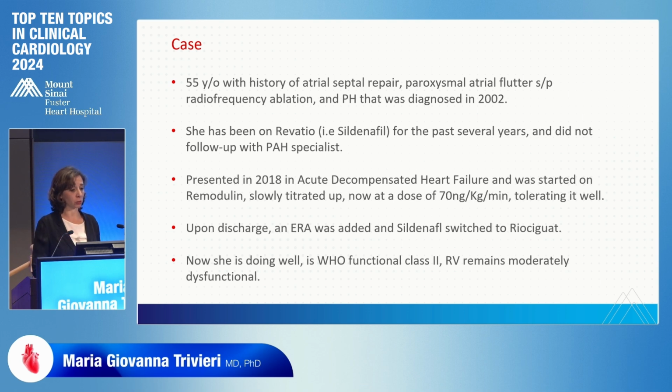So this patient was lost to follow-up and then presented in 2018 in acute decompensated heart failure. At that point, she was in a high-risk profile category. I started her on Remodulin and titrated up to 70 nanograms per kilo. Then I added on to do triple combination therapy, an endothelin receptor antagonist, and I switched her from sildenafil to riociguat, which is considered a much more powerful and stronger agent compared to sildenafil. With this change, the patient is now doing well, is functional class 2, but the RV remains moderately dysfunctional.